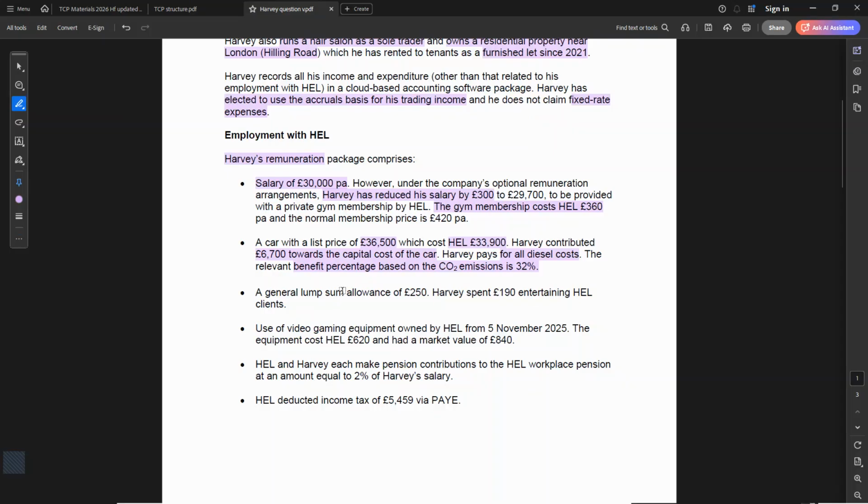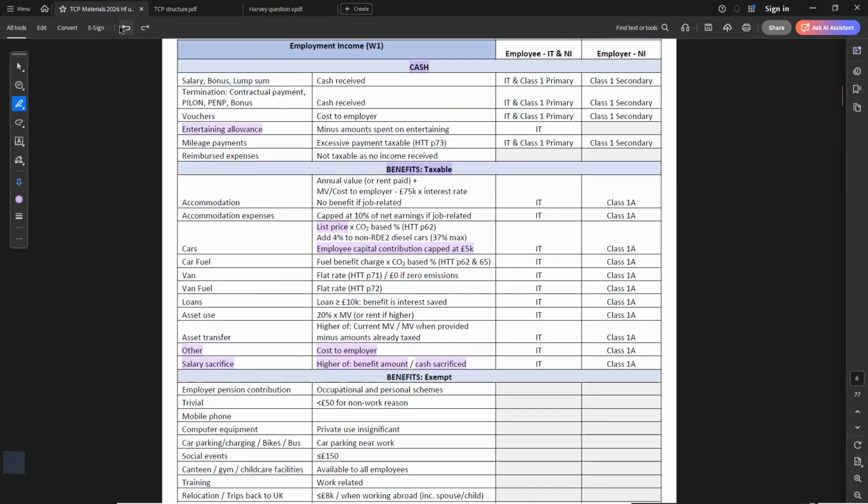A general lump sum allowance of £250. Harvey spent £190 entertaining HEL clients. So when we looked at our class, we said if an individual is given a specific entertaining allowance, then the only amount that would be taxable would be the entertaining allowance minus any amount spent on entertaining. But we're not told that in our question. We're told that Harvey was given a lump sum amount of £250, which means that he will be taxable on the full amount of the cash received.